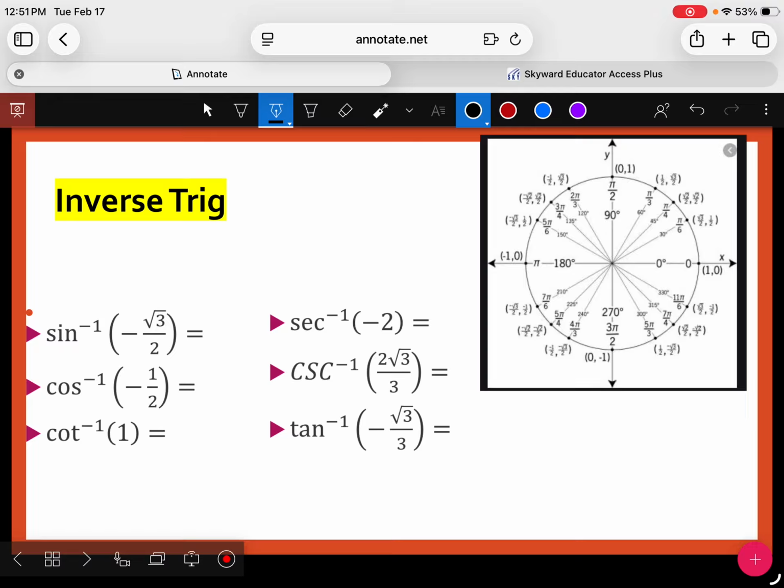So remember, whenever you're asked an inverse question, an inverse is asking you for the angle. Inverse means what angle? I'm looking for an answer that is an angle, an angle in radians. What angle in radians has that answer? That's what I'm asking you.